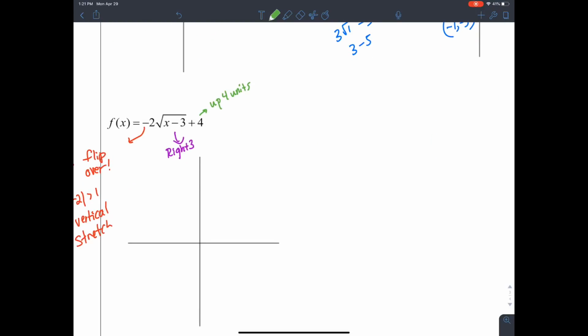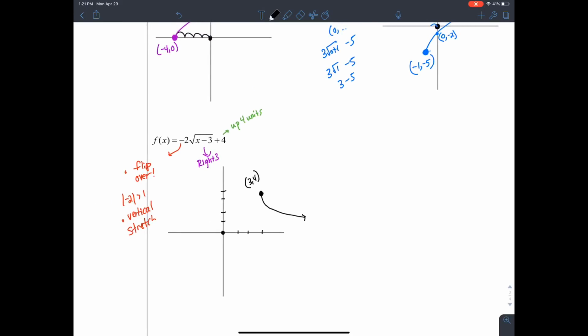So we'll put the starting point first. Instead of starting at 0, 0, we move to the right 3 and up 4. So 1, 2, 3, and 1, 2, 3, 4. So let's say that's our starting point right here. And that is the point 3, 4. Now normally it would go up like this, but we flipped it. So instead of going up like that, we should flip it over and it should go down like that. And that is our sketch for that. And that's all we'd have to do.